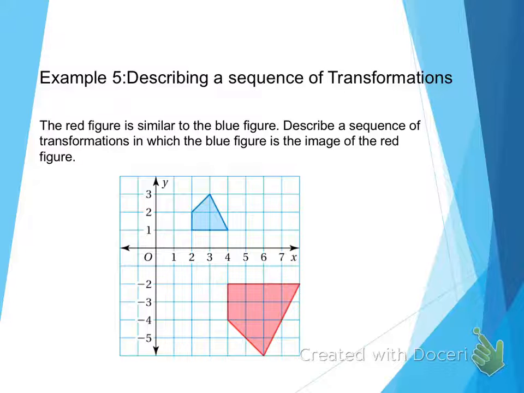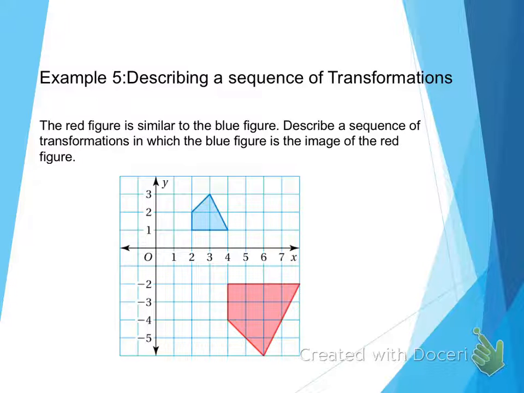So our fifth example here is we're describing a sequence of transformations. The red figure is similar to the blue figure. Describe the sequence of transformations in which the blue figure is the image of the red figure. So how exactly did I get from one to the next? So from the graph you can see that the blue figure is half the size of the red figure. So we're going to begin with the dilation with respect to the origin using a scale factor of 1/2.